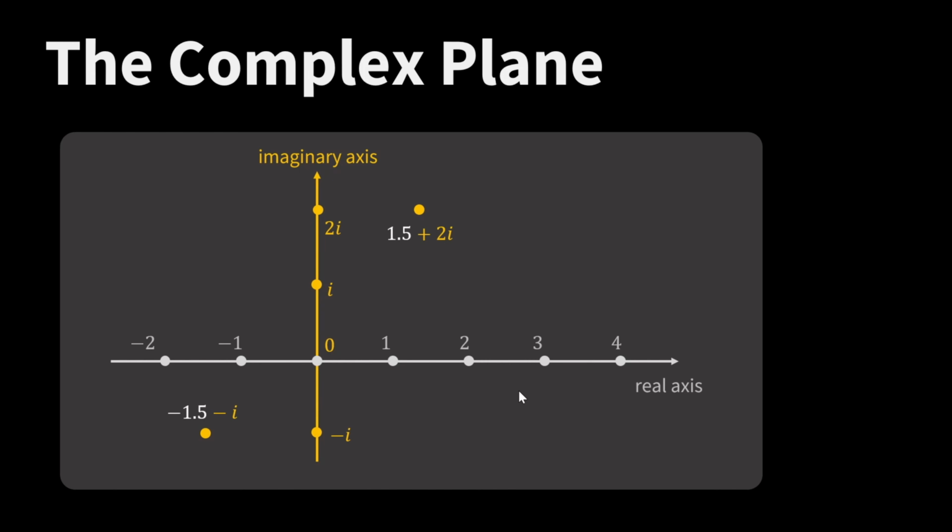But now we expand this number line up and down to get an entire plane. In this plane each dot is a complex number. For instance, this yellow dot here corresponds to 1.5 plus 2i. Its real part is 1.5 and its imaginary part is 2. Here is another example. This yellow dot corresponds to minus 1.5 minus i. Now the cool thing is that the expansion of the real number line to an entire plane opens an entirely new playground, as you will see in the bonus slides.